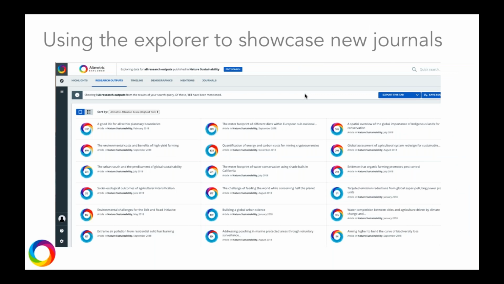So I just want to quickly go back to something I said before with the CRISPR example, and that's using the Explorer to showcase new journals. This journal here that I have done an example on, Nature Sustainability, it's a real journal. It launched in January this year. It will not get an impact factor probably until June 2020, I would guess.